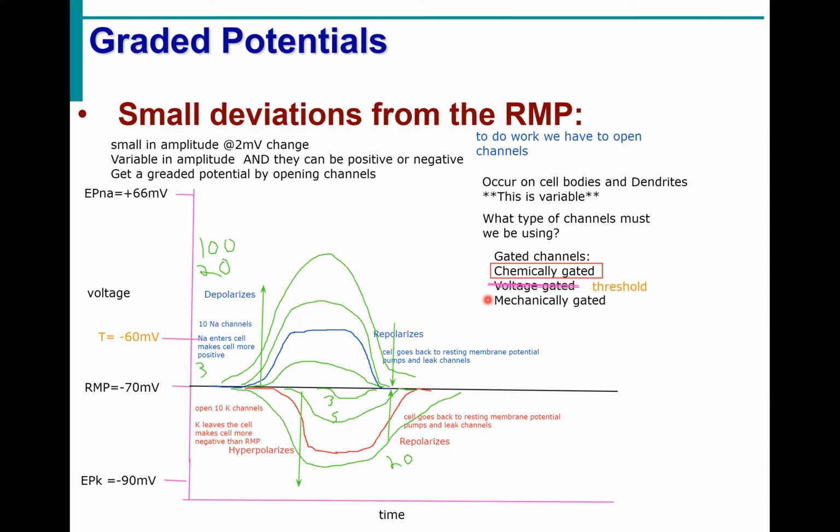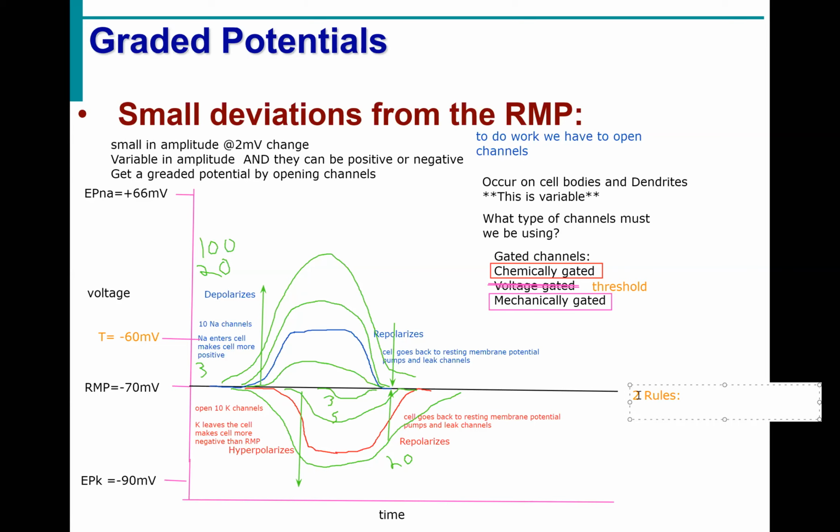So notice when it comes to producing graded potentials on our cell bodies and our dendrites, they are going to have chemically gated and mechanically gated channels on them that allow us to get both positive or negative depending on what type of channel they open, and bigger or smaller depending on how many channels. And that's really the key to a graded potential. There are two rules for graded potentials.